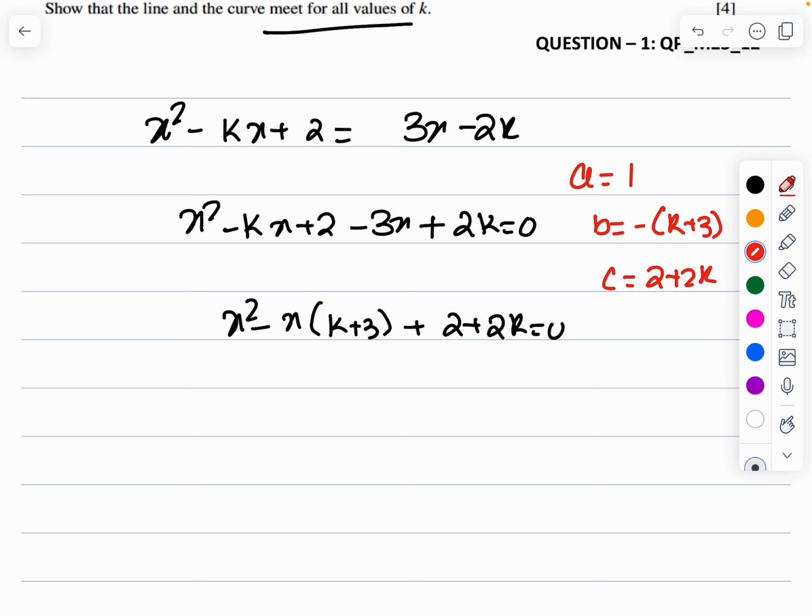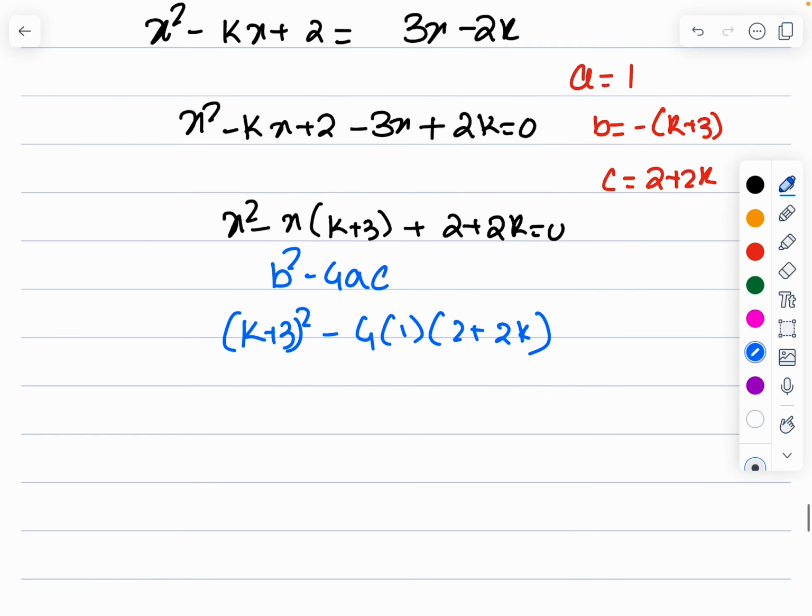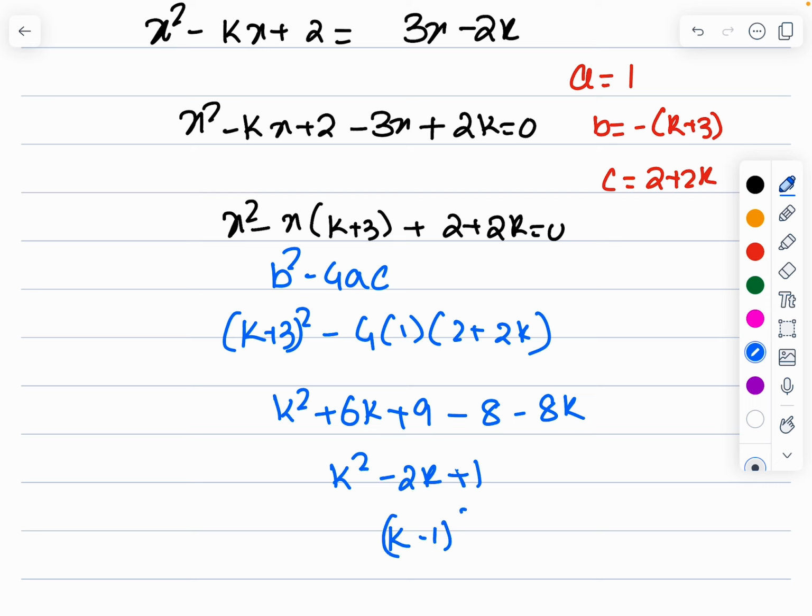Now, what is the case? First of all, I'll find b square minus 4ac. So it is k plus 3 whole square minus 4 times 1 times 2 plus 2k. So when I expand it out, it becomes k square plus 6k plus 9 minus 8 minus 8k. So it becomes k square minus 2k plus 1. So it becomes k minus 1 whole square.